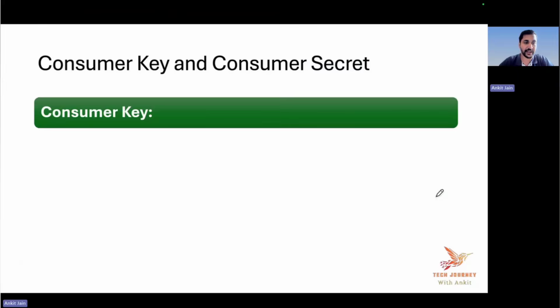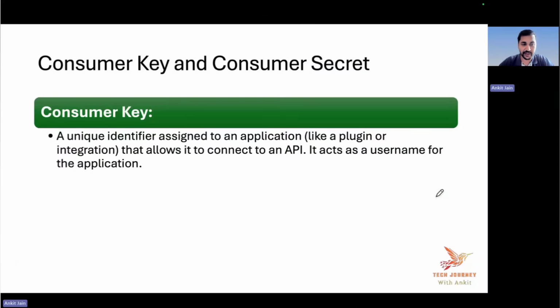What is consumer key first? Consumer key is a unique identifier that is assigned to an application, with the help of which you can connect to the API. In typical terms, we refer to the consumer key as the username of the application. Typically the consumer key is something which is referred to as the username of the application.